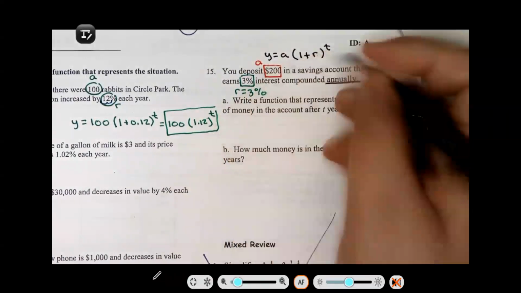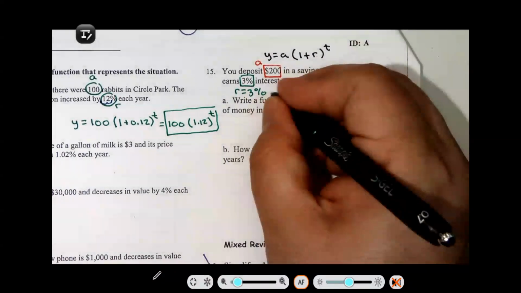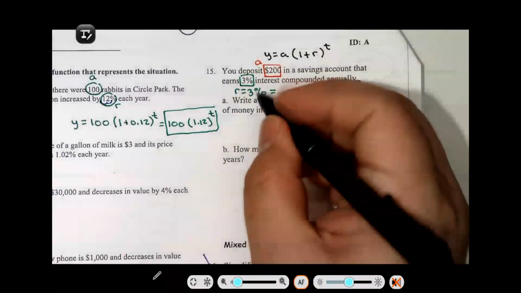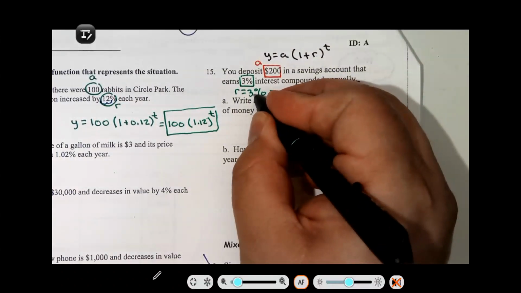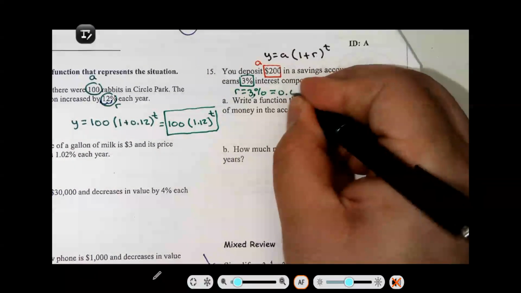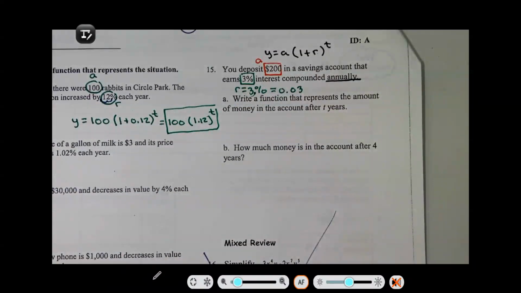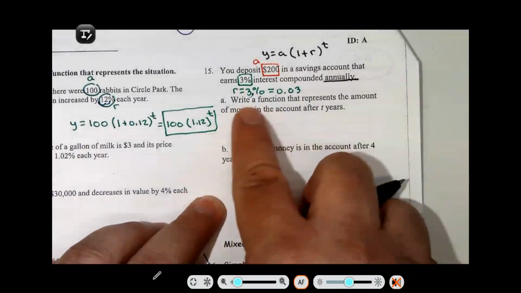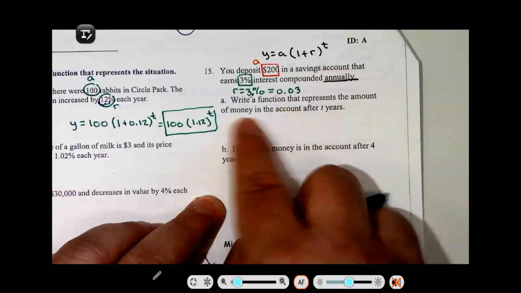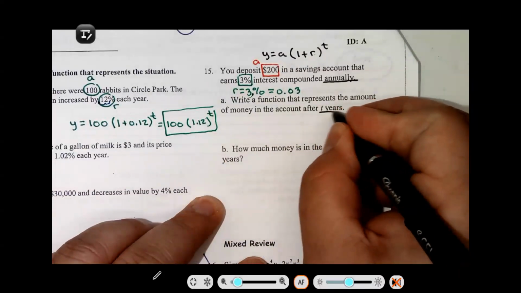But remember, we actually don't use percentages in our math problem. We need to turn that back to a decimal. And what we mentioned in class is, here's the decimal. You always move twice. So remember, we're actually going to use 0.03. That'll be the value that we use. All right, and just like anything else, what we mentioned in class was, it says write a function that represents the amount of money in the account after t years. So they want me to leave the letter t alone.